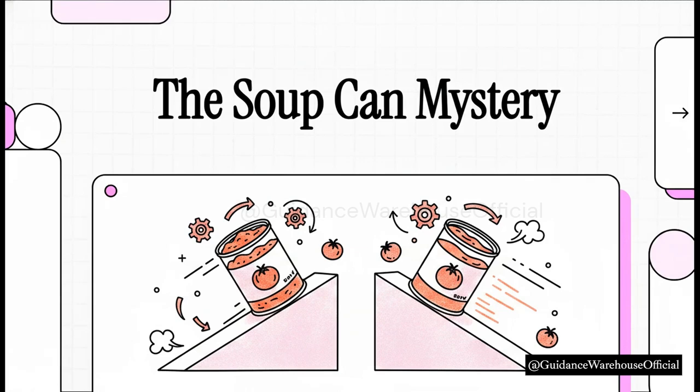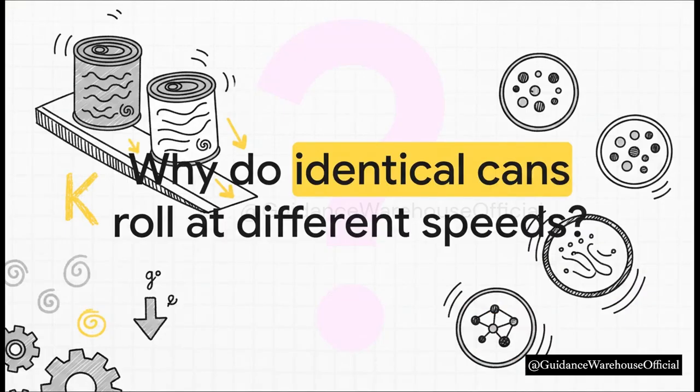Picture this. You're working quality control in a tomato soup factory, and you notice a very strange phenomenon. You're rolling filled cans down a testing ramp, right? Suddenly, you realize that cans filled with thick, chunky soup roll down the ramp much, much slower than identical cans filled with a watery, thin soup. This surprising real-life problem creates a massive physics mystery.